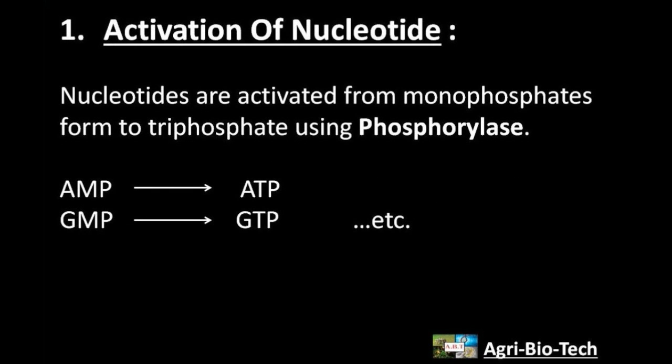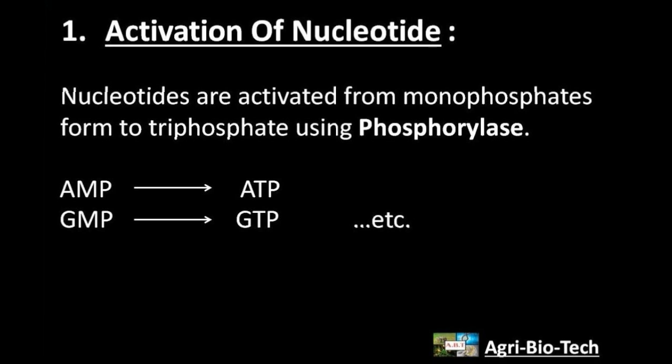First, activation of nucleotide. Nucleotide is present in the nucleoplasm, and in the nucleoplasm it is present in monophosphate form. So it is activated from monophosphate form to triphosphate form by using the enzyme phosphorylase.